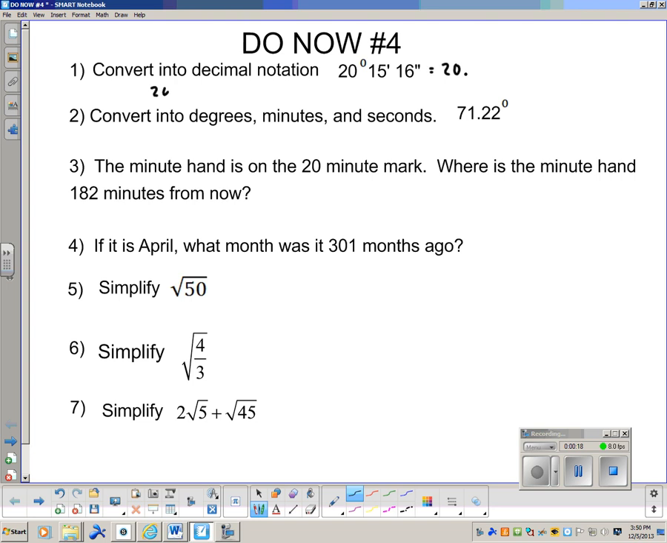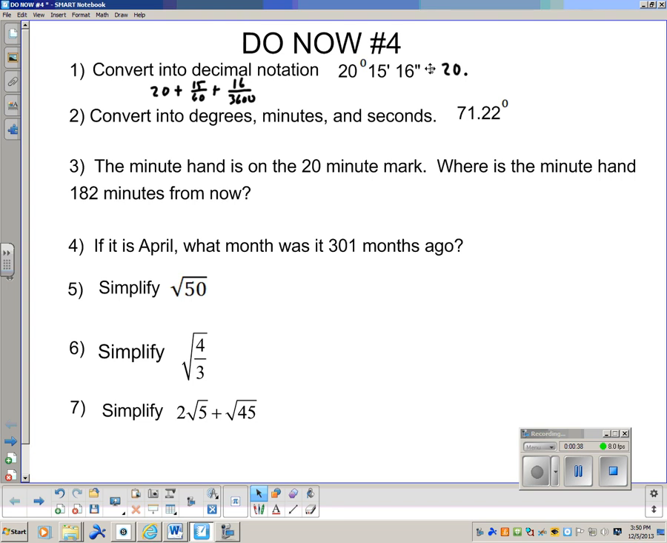So I've got 20 plus 15. There are 60 minutes in a degree, so I have to divide that by 60, plus 16 divided by 3600, because there's 3600 seconds in a degree. So I can go ahead and plug all that directly into my calculator.